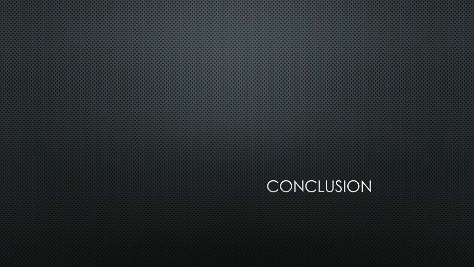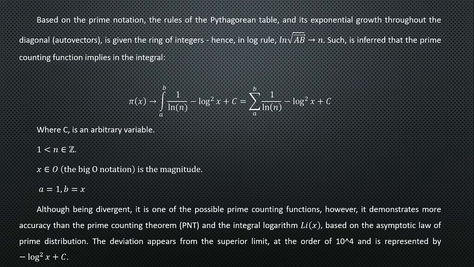Conclusion. Solving the challenge. Based on the prime notation, the rules of the Pythagorean table, and its exponential growth throughout the diagonal, autovectors, is given the ring of integers. Hence, in log rule, the logarithm of the square roots of the autovectors implies in n.